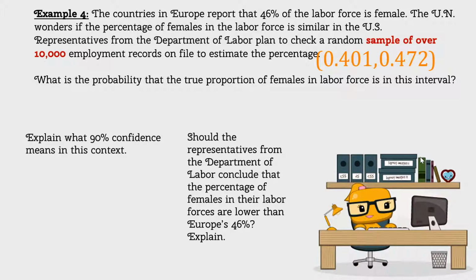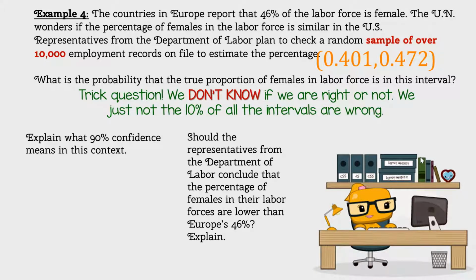Welcome back. So we have the probability of the true proportion is in the interval. What are the chances I caught the parameter? Most people here are going to say, well, 90%. There's a 90% chance. No, that's not what the 90% means because guess what? This is a trick question. We do not know if we have the answer right or not. We don't know if we caught the parameter. We're hoping. We just know that 10% of the intervals are wrong.